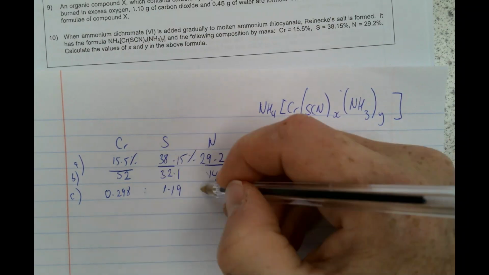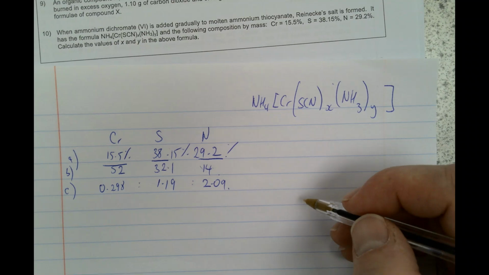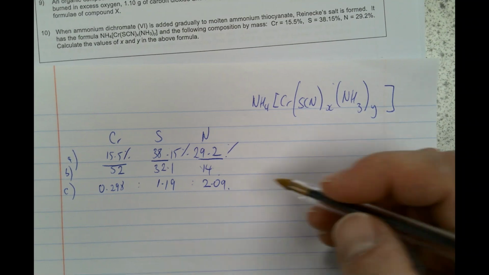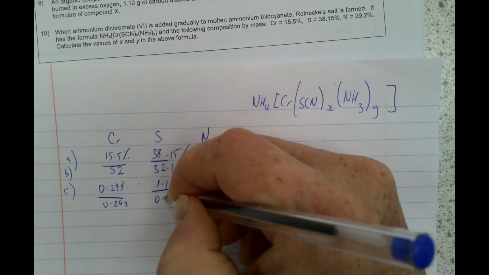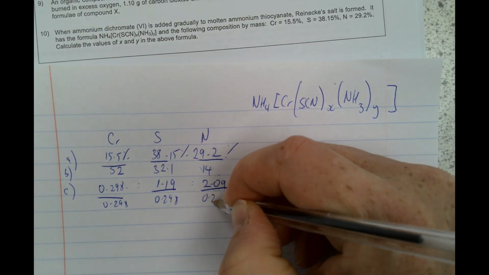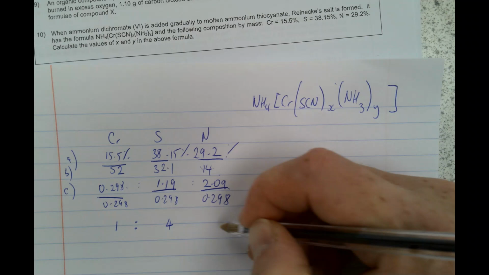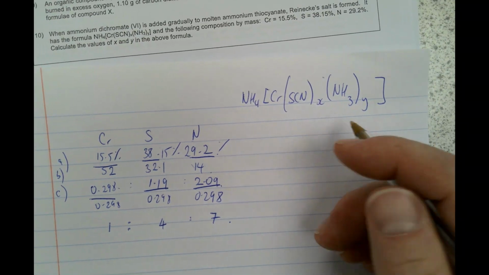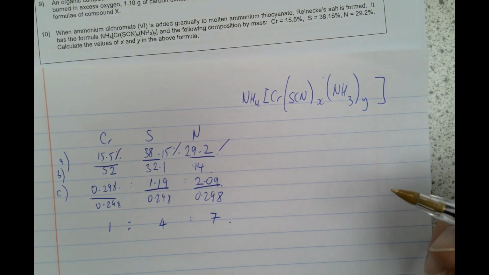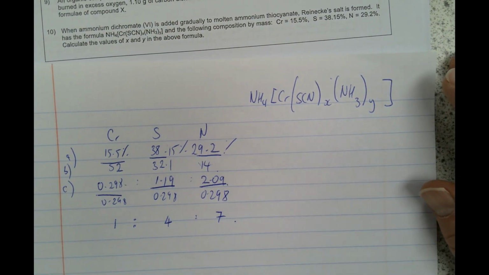So this is the ratio of those elements in that compound, but not as a whole number. So to get them as whole numbers, you divide by the smallest number, which is this one. So divide them all by 0.298. That will give us a 1 to roughly 4, I think it's 3.99 to 7.01, but we'll call it 7. Nice whole number ratio there. Okay, so we know the ratio of chromium to sulfur to nitrogen, and you should be able to get to that point using exactly the method that I've taught you so far.